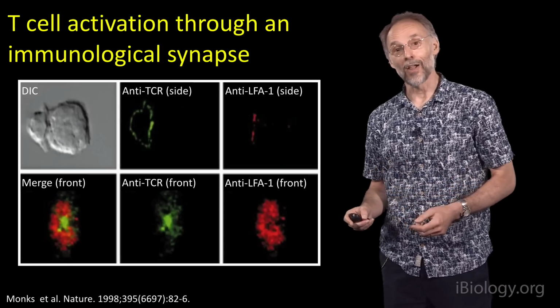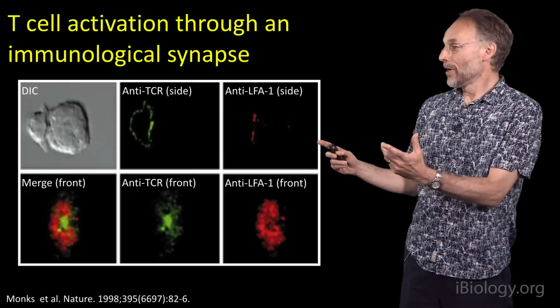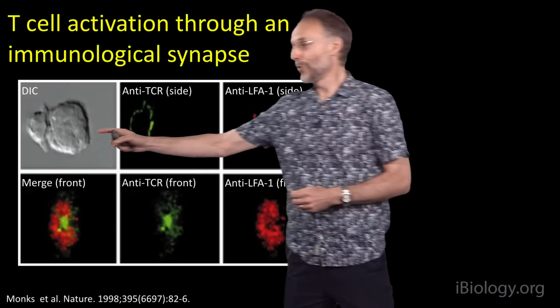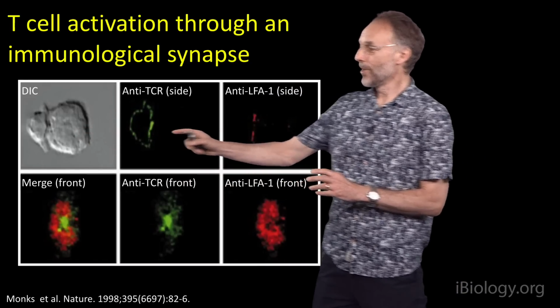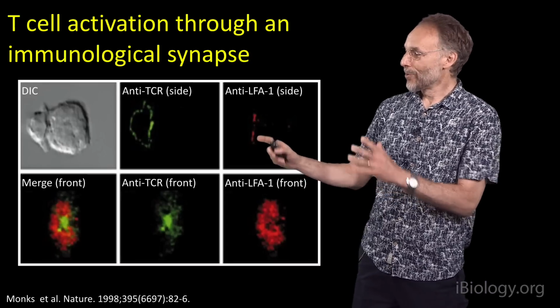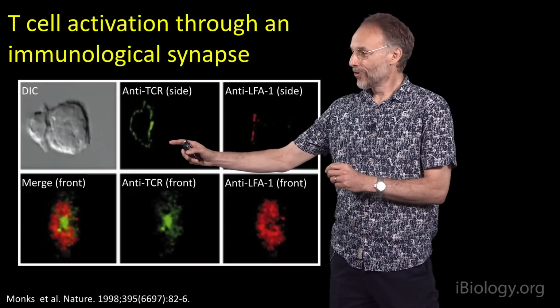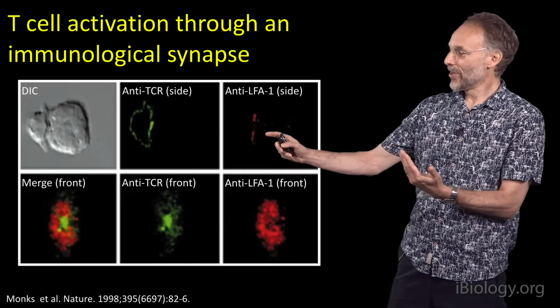then at the University of Colorado, now at Johns Hopkins, to essentially look at fixed conjugates between T cells and B cells that are antigen specific, and look at where the T cell receptor and the adhesion molecules, the LFA1, are sitting. And what you see from the side is that there's this cluster of T cell receptors in this optical section. There's a hole in the adhesion molecules.